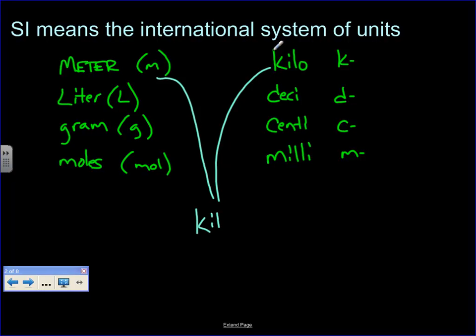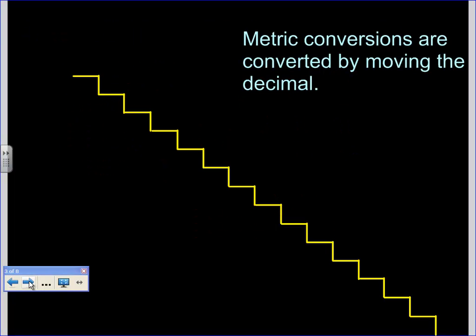So the way this works is that you take a prefix here from the right and add it to a base, and so that gives you a full unit. So we've got kilometer, okay, that would be km. That basically means 1,000 meters. Anytime you add kilo in front of something, it means 1,000 of whatever it is. A kilogram is 1,000 grams. A kilomole would be 1,000 moles.